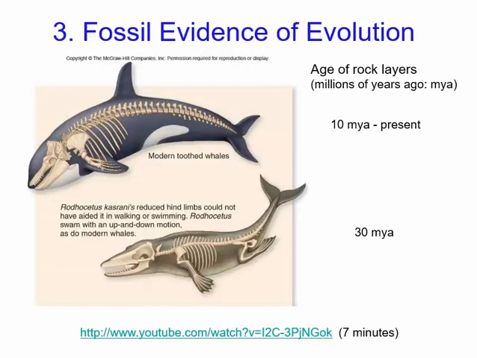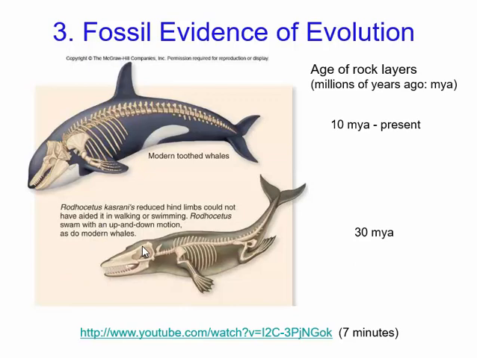All right, let's take another fossil example. I just love this one with the evolution of whales. So we have modern toothed whales. They've been around for about 10 million years. But before that, we start to see in the fossil record things that don't quite look like whales. And an example here is this Rhodocetus, this fossil that's from about 30 million years ago.